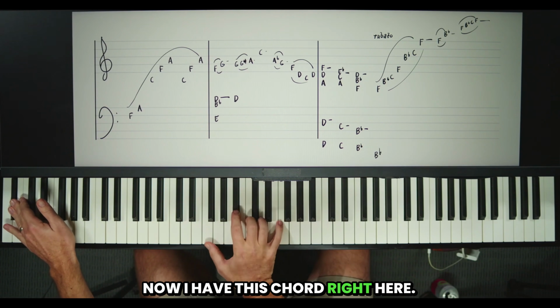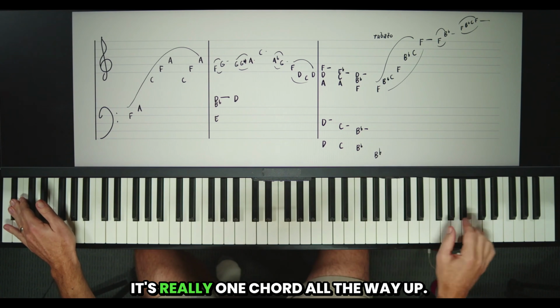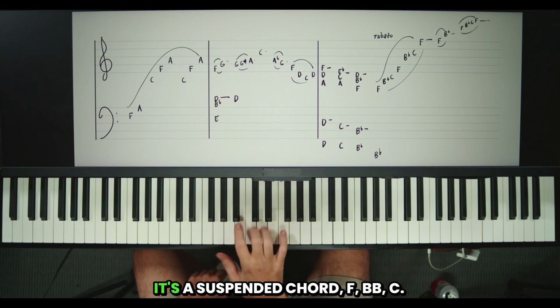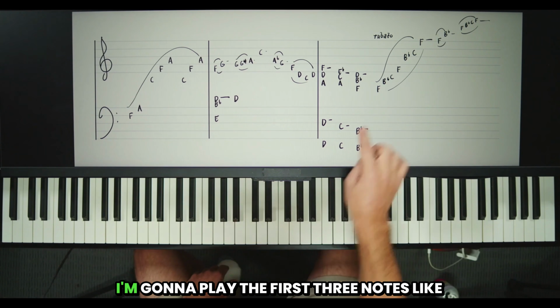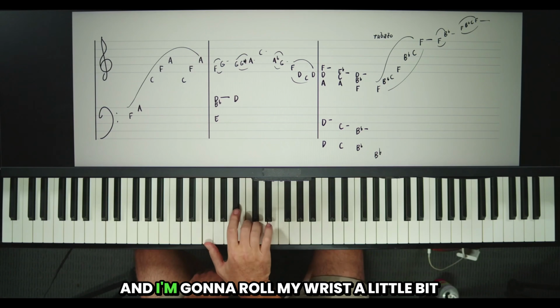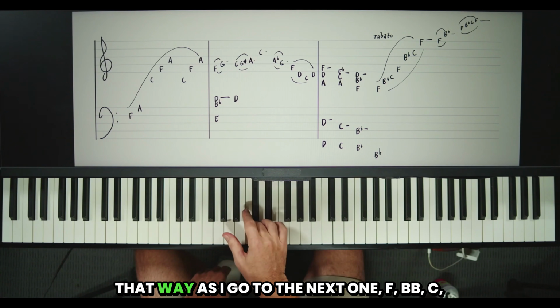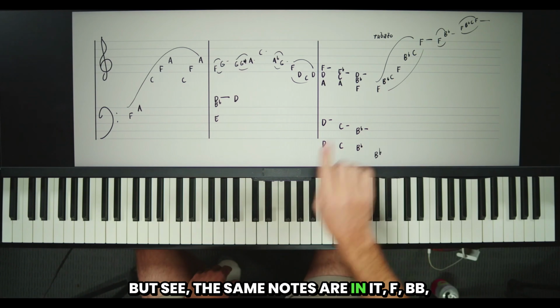Now, I have this chord right here, and it's really one chord all the way up. It's a suspended chord, F, B flat, C, and it just gives us a nice kind of mystical sound. I'm going to play the first 3 notes like this, F, B flat, C, 1, 2, 3, and I'm going to roll my wrist a little bit that way as I go up to the next one, F, B flat, C, F. But see, the same notes are in it, F, B flat, C.